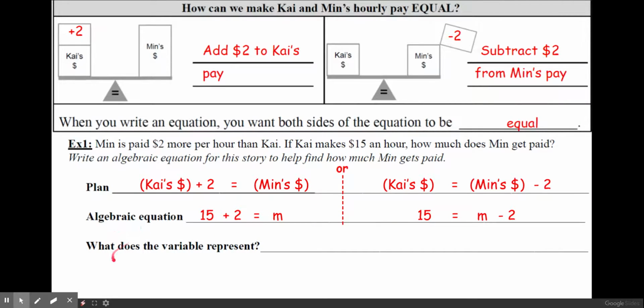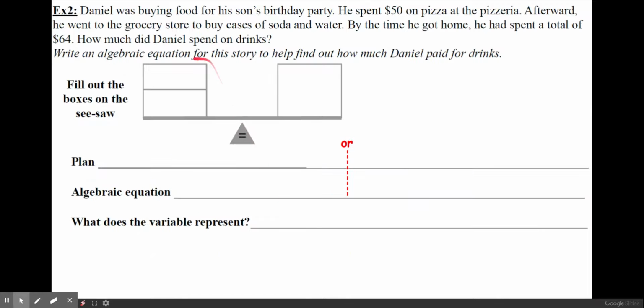So last question, what does this variable represent? Well, the variable is the M, and it represents Min's pay. So M equals Min's pay. All right, example 2. By the way, you can pause at any time to try these yourself.